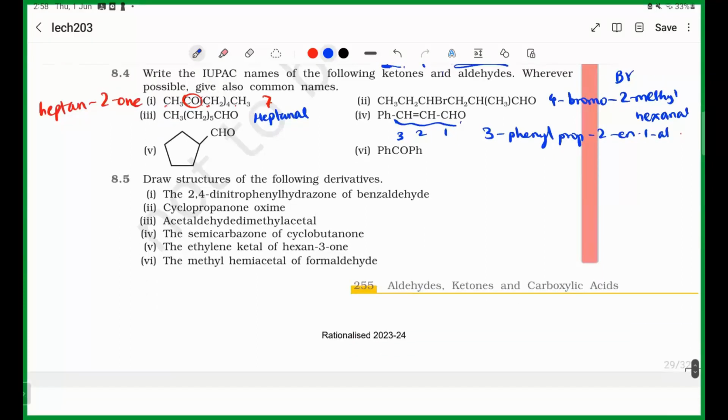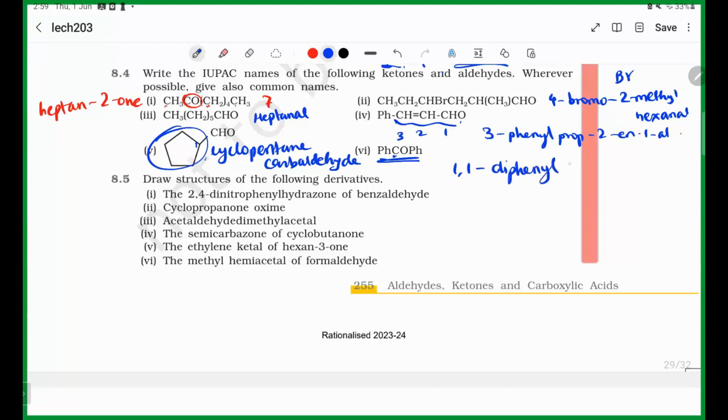Okay, and then next we have a very simple name. The main chain is cyclopentane, so it is called carbaldehyde. Cyclopentane carbaldehyde is the name of that compound. Then PhCOPh. Here the main chain is that carbon atom. So you have diphenylmethanone, basically 2 phenyl substituents, or the much more common name that is used for this is benzophenone. That is a common name.